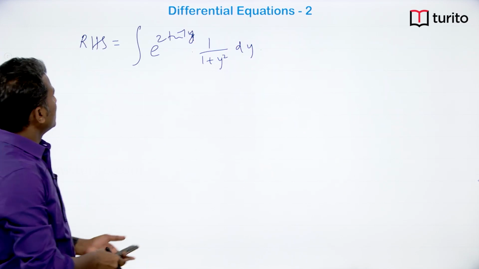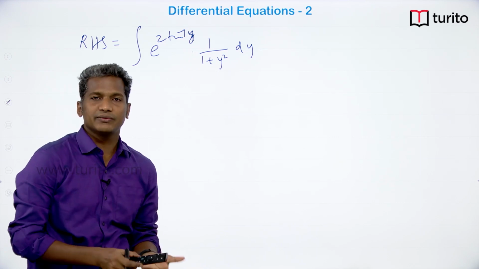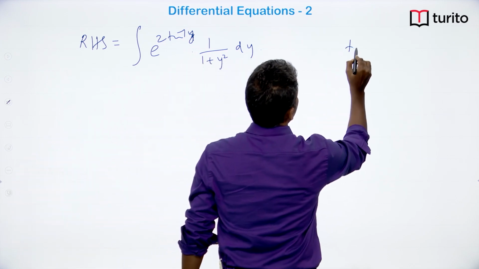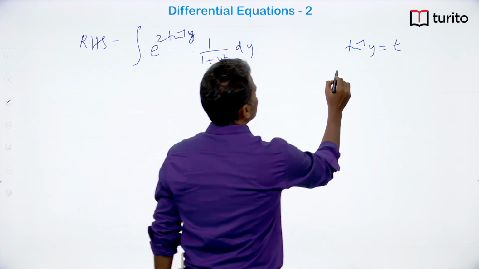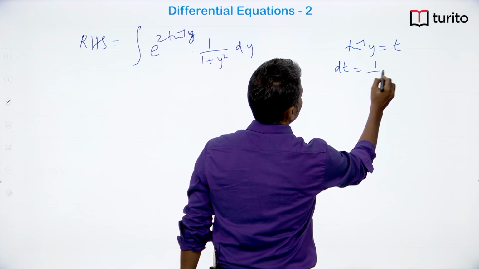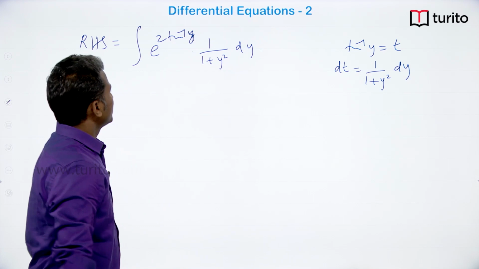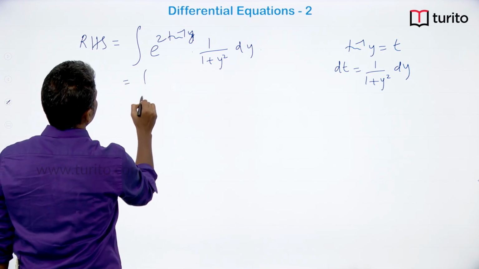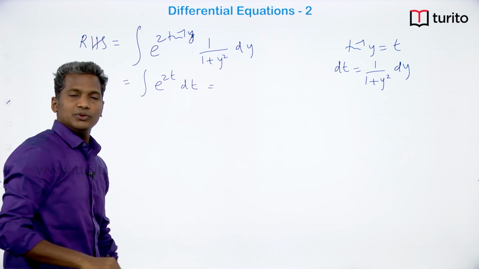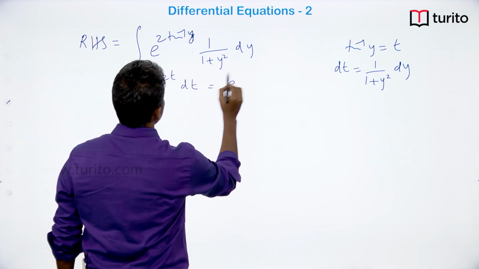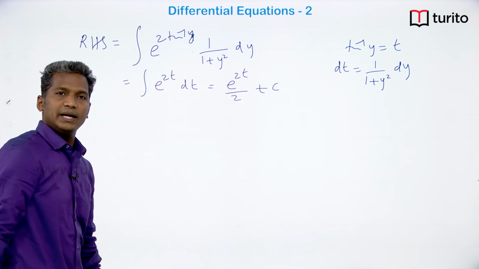Now, if you notice, the derivative of tan inverse y is basically 1 by 1 plus y square. So if I put tan inverse of y as t, then dt is equal to 1 by 1 plus y square into dy. So this integral will get converted into e raised to 2t into dt. You know how to integrate this, it is a very simple integral. So e power 2t by 2 plus c, this is our integral.